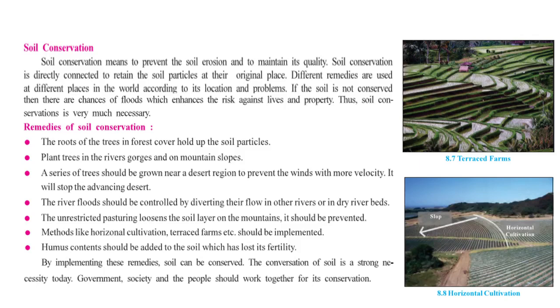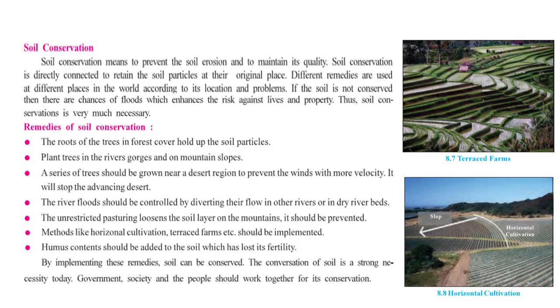Last topic we have remedies of soil conservation. The roots of the trees in forest cover hold up the soil particles. So more and more forest cover, more and more trees should be grown ताकि वो roots soil को पकड़ कर रखे, उसे जाने ना दे. Plant trees in the river gorges and on mountain slopes. River gorges are nothing but the rivers, they take the shape. और the mountain slopes जहां पर easily soil slide down हो जाता है, वहां पर हो सके उतने plants grow करें. Series of trees should be grown near a desert region to prevent wind with more velocity.